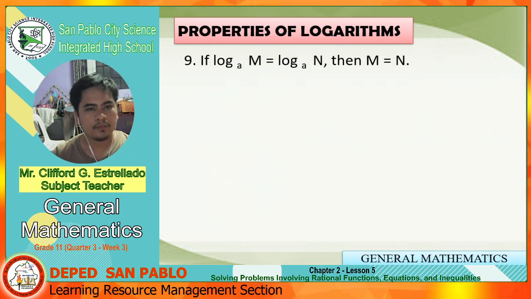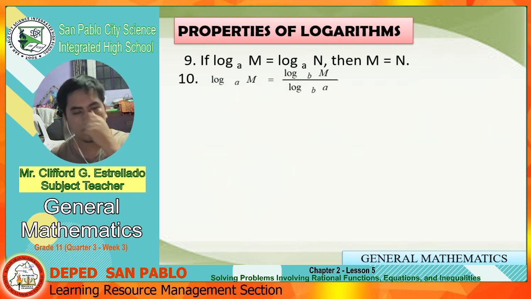Number 9, if logarithm of m with the base a is equal to logarithm of n with the base a, then m is equal to n. So, it is a 1-to-1 property. M is equal to n. You have the same base, same logarithm.